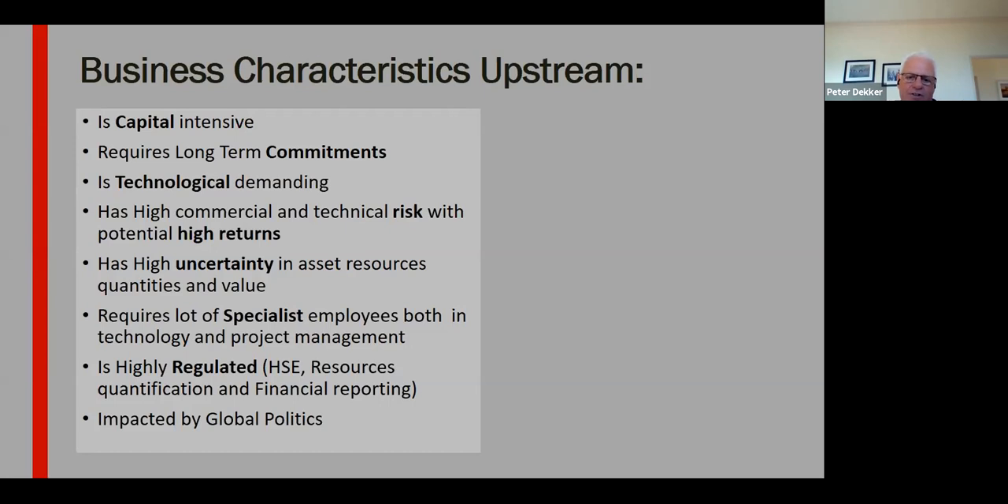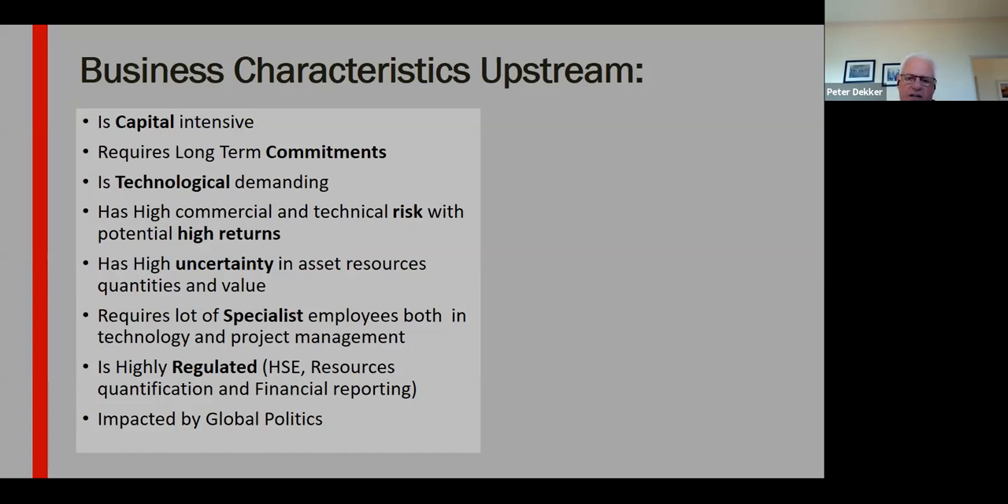There is a high uncertainty in the asset resource quantities and value. I will show that later a little bit, but you never exactly know how much is there until you really close the field and walk away. It requires a lot of specialist employees, both in technology and in project management. Can you imagine a project of 40 days drilling in very horrific offshore waters? You need some very good project managers to keep this on track and within budget and within time.